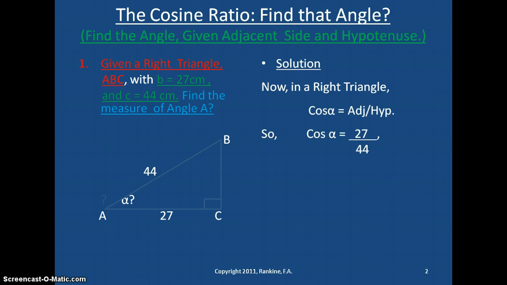Now, we're going to use the cosine ratio. Cosine of alpha is equal to adjacent divided by hypotenuse. The cosine of alpha is equal to 27 divided by 44. Now, since the angle is missing, we're going to use the inverse cosine ratio.